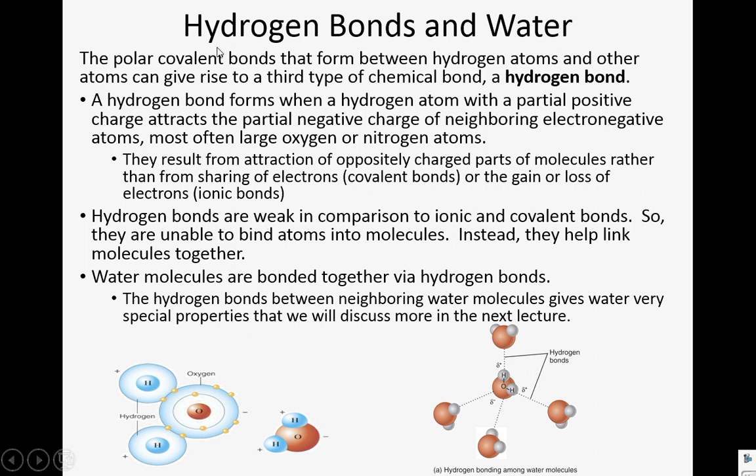So let's read through. A hydrogen bond forms when a hydrogen atom with a partial positive charge attracts the partial negative charge of a neighboring electronegative atom, most often large oxygen or nitrogen atoms. They result from attraction of oppositely charged parts of molecules rather than from sharing electrons like in covalent bonds, or the gain or loss of electrons like in ionic bonds. So the negative of an oxygen is attracted to the neighboring positive of a hydrogen. Okay. We depict hydrogen bonds with a dotted line to illustrate that they're very weak in comparison.